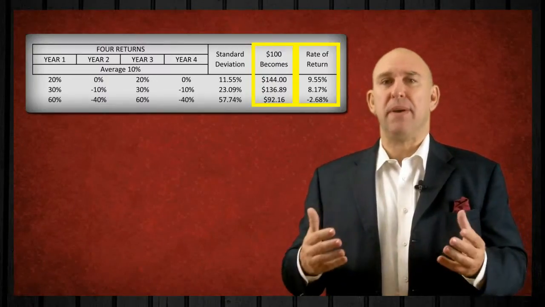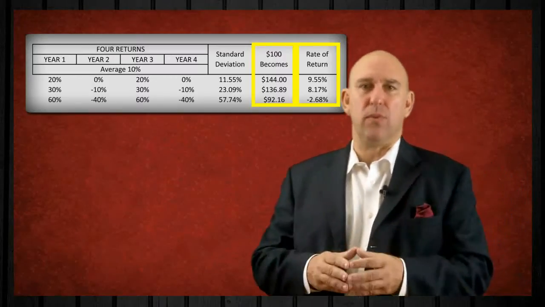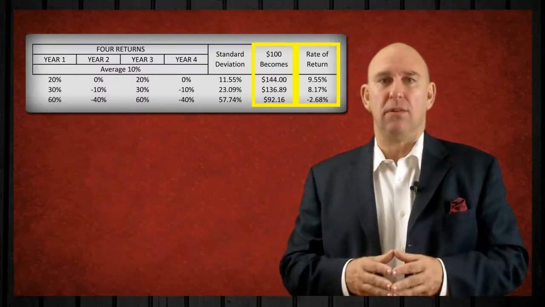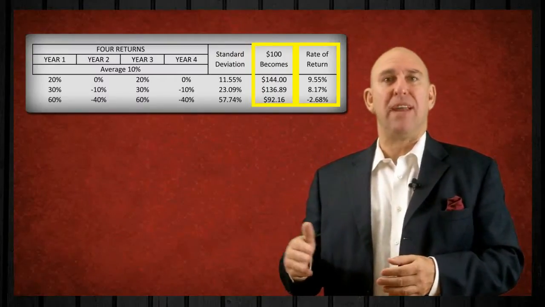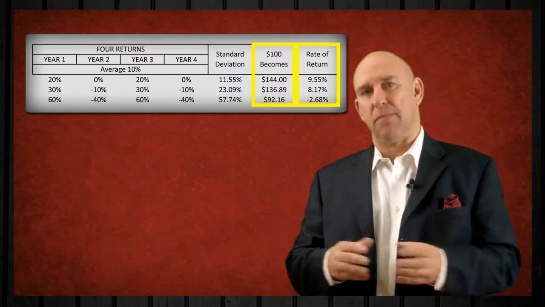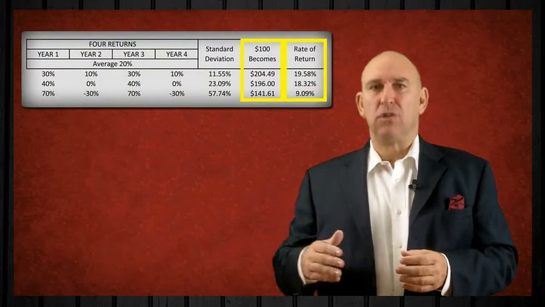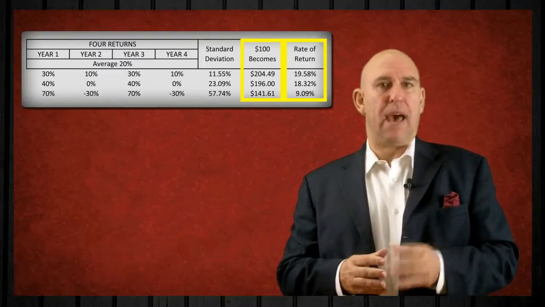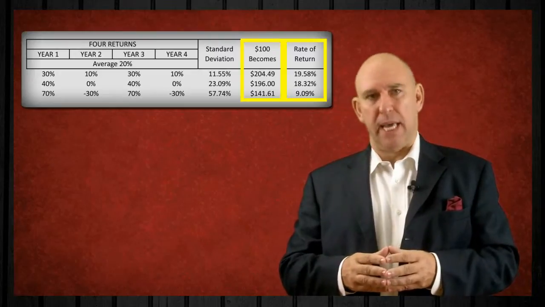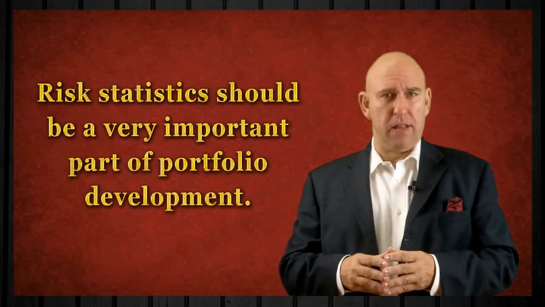And once again, using a bigger roller coaster that averaged the same 10%, but with bigger swings of plus 60 and minus 40 twice, we'd end up with $92 or a 2.68% compound annual loss on our investment, despite the 2 years of huge gains of 60%. We can move the average return to 20%, and the largest roller coaster finally has a positive outcome after 4 results. But time and again, the smaller roller coasters outperform in the end. So risk statistics should be a very important part of portfolio development.